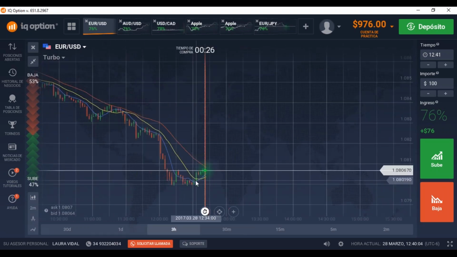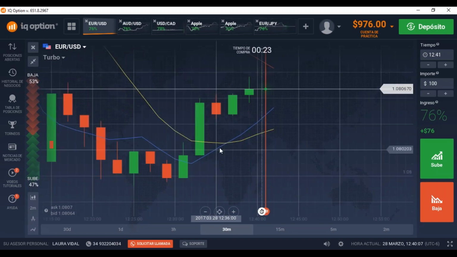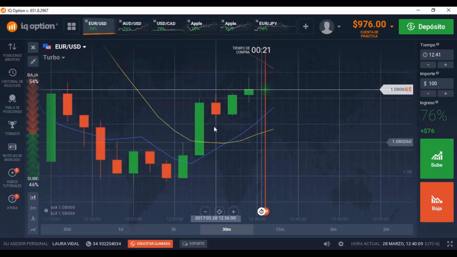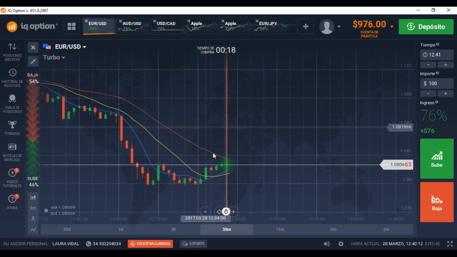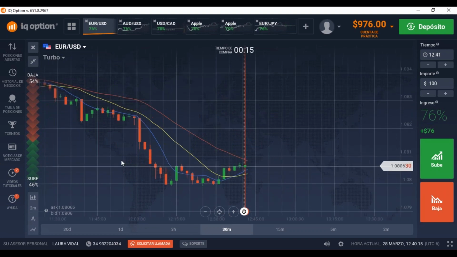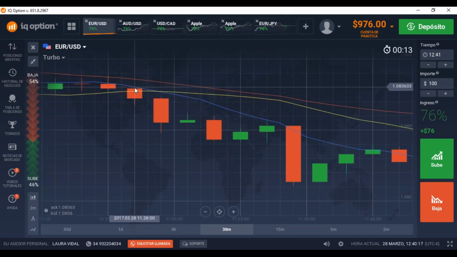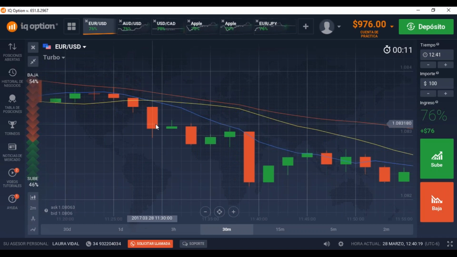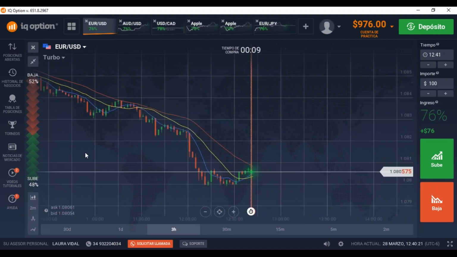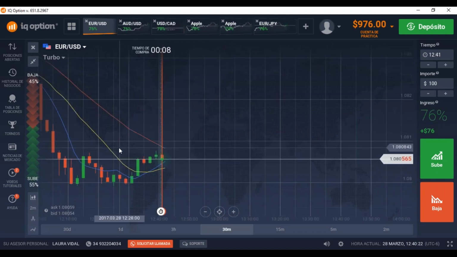For example, here, you can enter around here before the candle closed, but it's a little bit risky. If you notice, I got it out of the money. But if you would have entered here, you would have had one in the money, two in the money. So it depends. You need to play with the charts. I'm not saying you're supposed to do it this way or not.